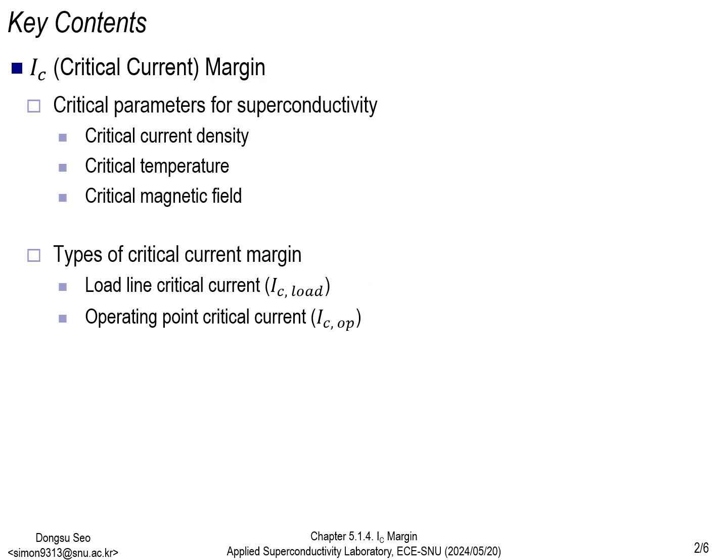In this lecture, we will cover the IC margin by starting with three critical parameters for superconductivity: critical current density, critical temperature, and critical magnetic field. This section reminds us of what we have learned in the previous chapters because we are dealing with the critical current. Then we will define two critical currents and compare the critical current margin calculated from the load line critical current and operating point critical current.